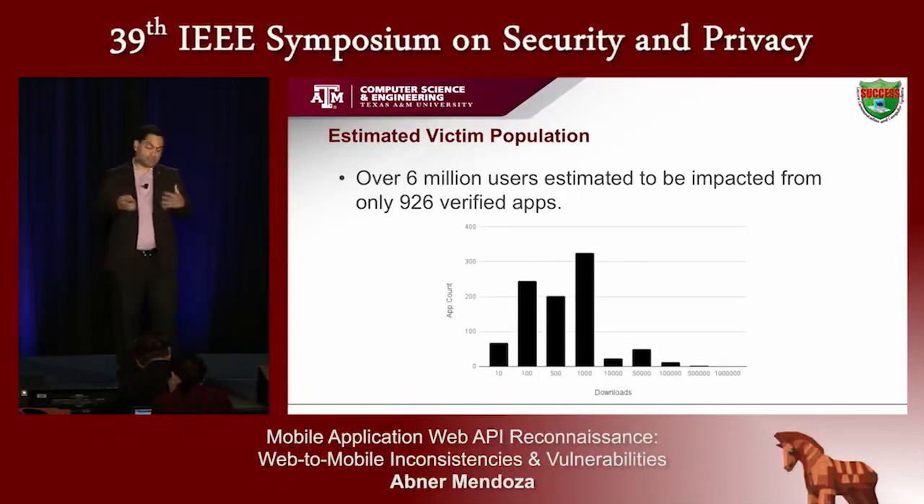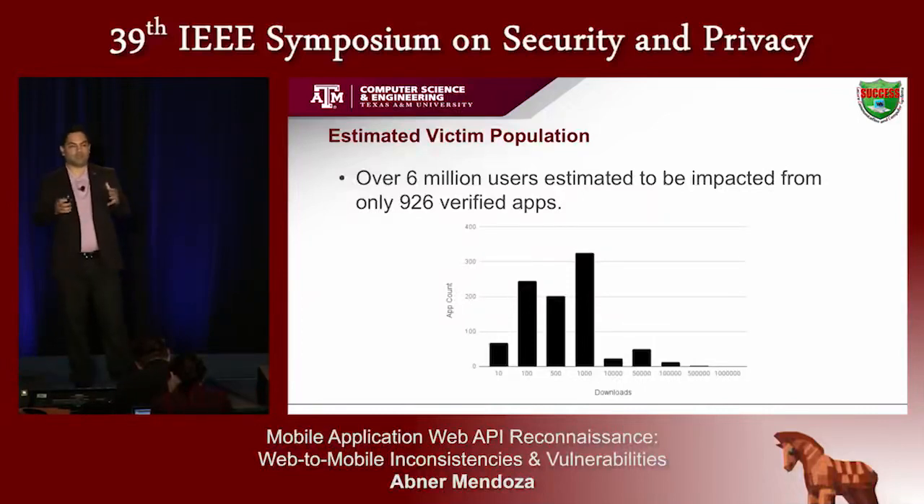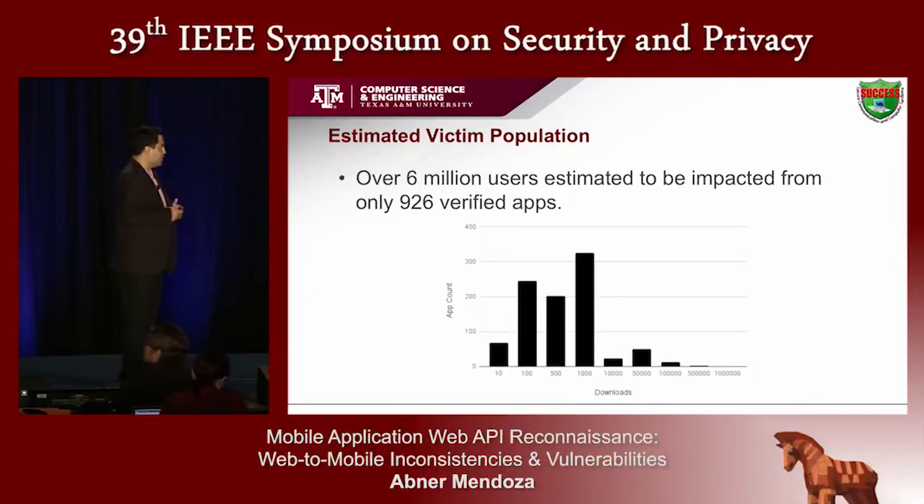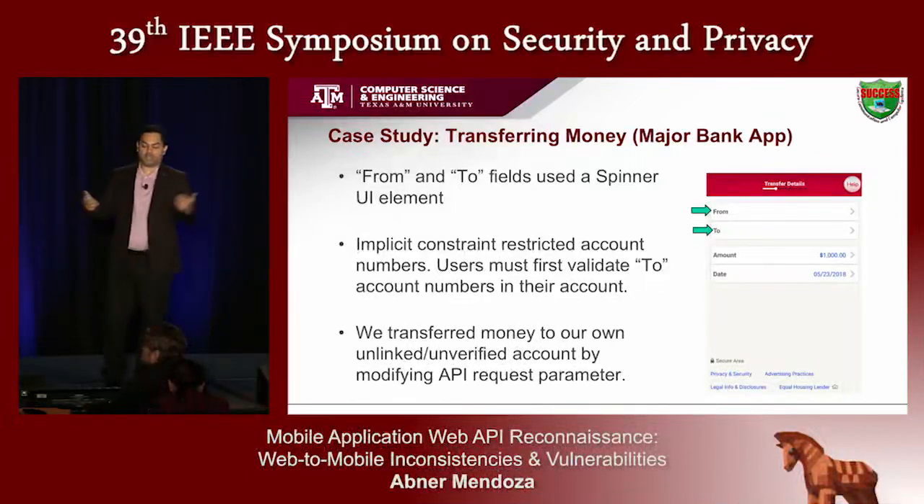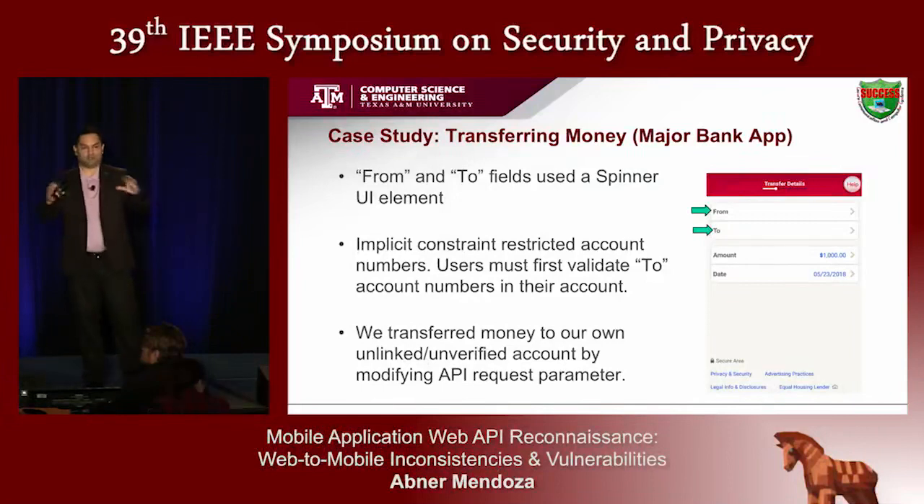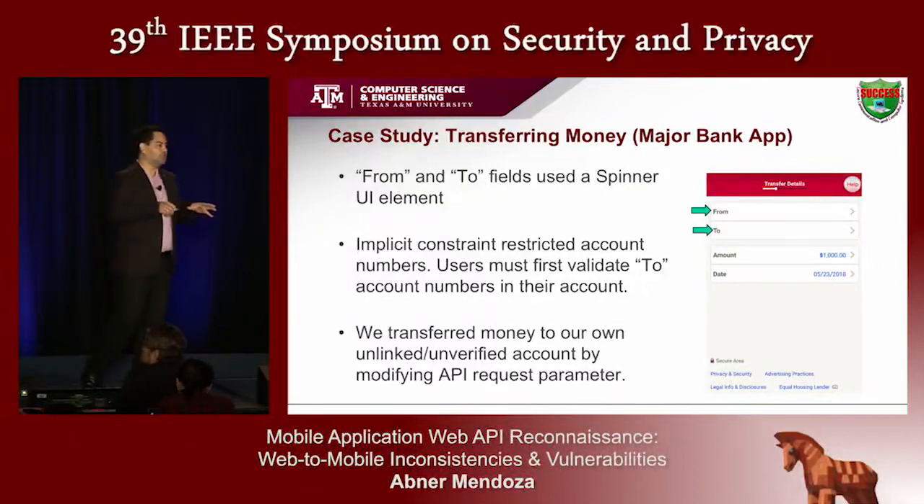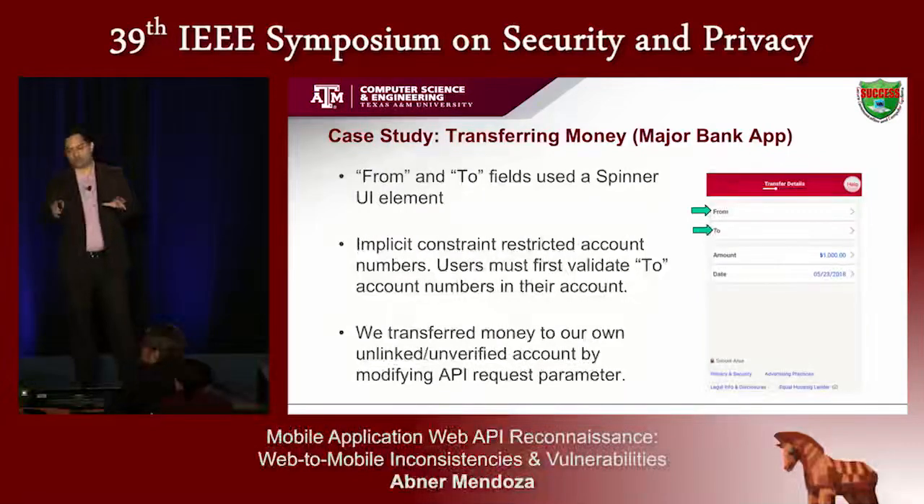Based on those apps that we validated, we estimate that the victim population could be over 6 million, just based on the estimated download counts on the Google Play Store. Again, the degree of severity varies. One case study is a major bank application, specifically the money transfer functionality. I want to step back and say these have all been fixed in these applications. In all instances, we notified the developers, and some responded, some did not.